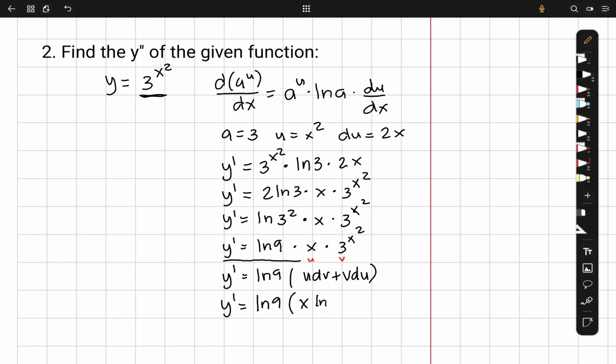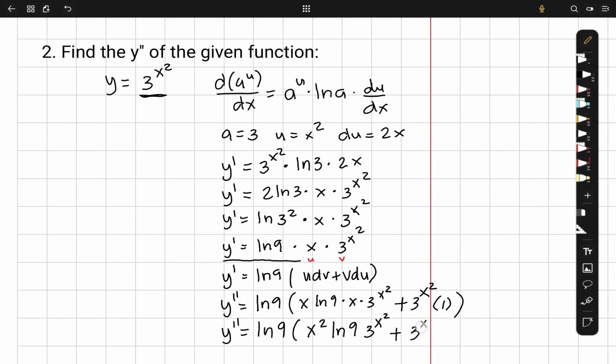That is ln 9 multiplied by x multiplied by 3 raised to x squared plus yung v natin, that is 3 raised to x squared, and then syempre yung derivative ng u natin, that is 1. Y prime is equal to, so simplify lang muna natin, ay double prime na po to, so ln 9, that is x squared ln 9 times 3 raised to x squared plus 3 raised to x squared.